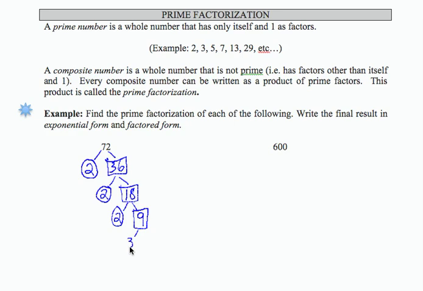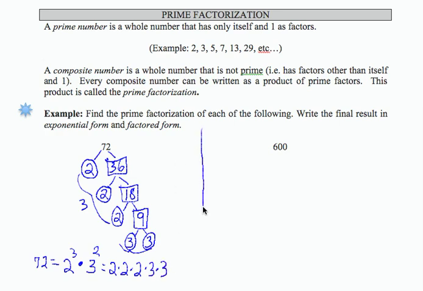9 is divisible by the number 3. In fact, it's 3 times 3. Both of those are prime, both of those get a circle. Therefore, if I want to write 72 first in exponential form, I'm going to count 1, 2, 3 factors of 2, that's 2 cubed, times 2 factors of 3, that's 3 squared. That's my exponential form. If I want to write in factored form, I just write out each of those pieces, 2 times 2 times 2 times 3 times 3.